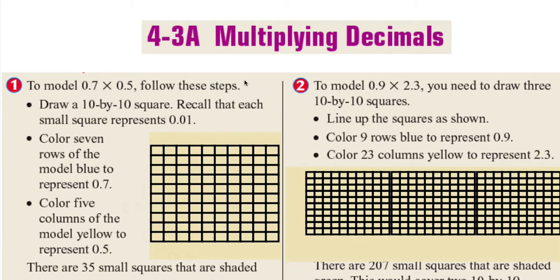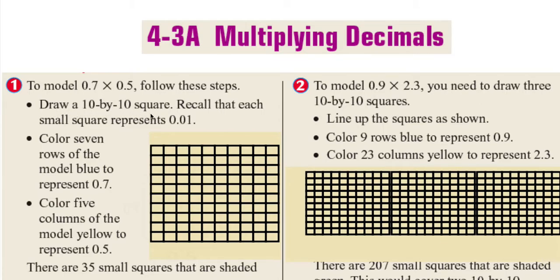Lesson 4-3, multiplying decimals. Before we go to the lesson proper, let's take a look at how to multiply decimals using models. This is a decimal model over 1 unit, and let's see how we use this to multiply, let's say, 0.7 times 0.05. To multiply these two decimals, let's follow these steps.